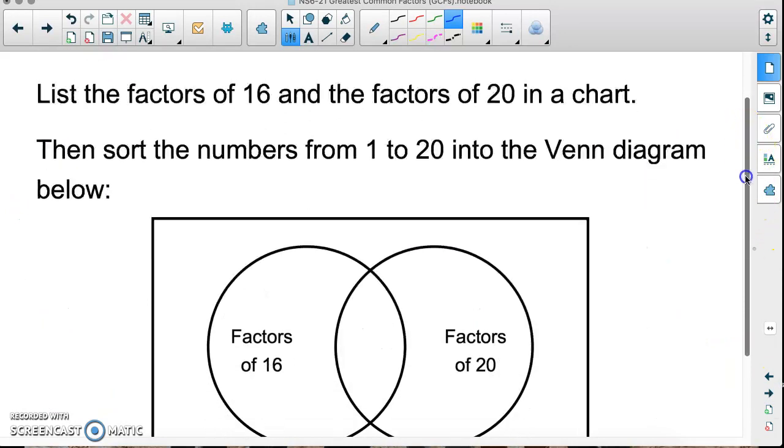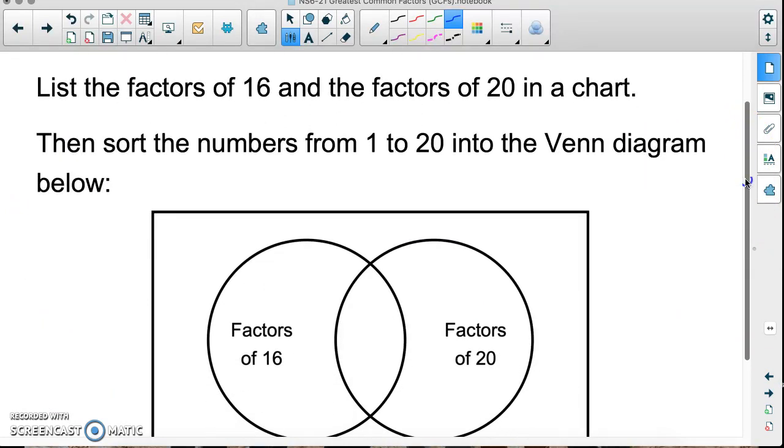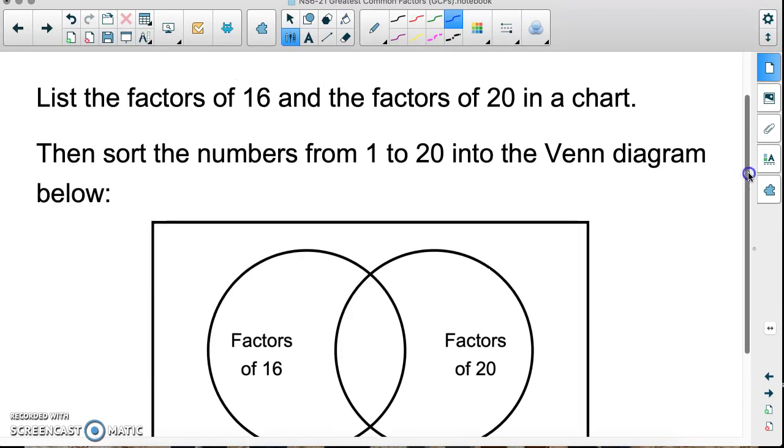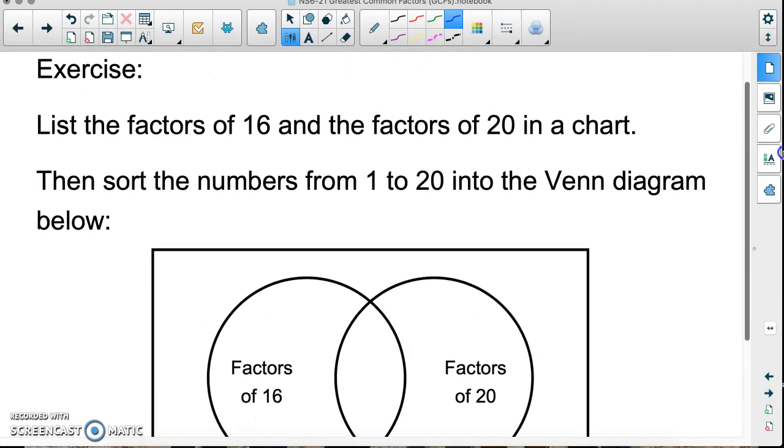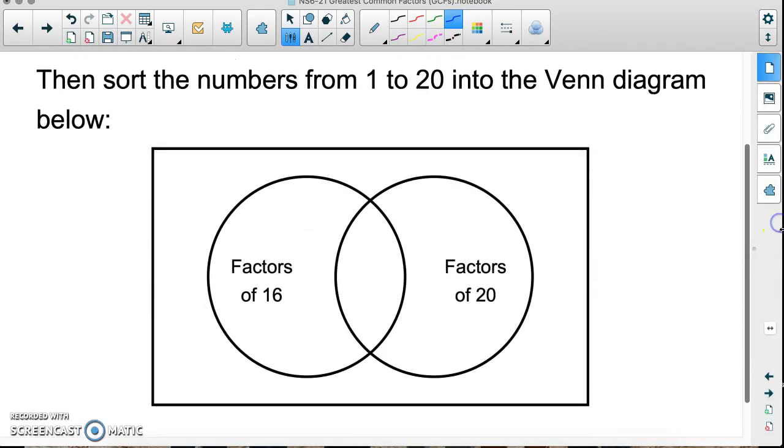So let's start with an exercise on your whiteboards just to get you guys thinking today. List all the factors of 16 and the factors of 20 in a chart like we just did on the previous slide, and then you're going to sort the numbers from 1 to 20 into the Venn diagram below. When you're done, you're going to resume your slide.